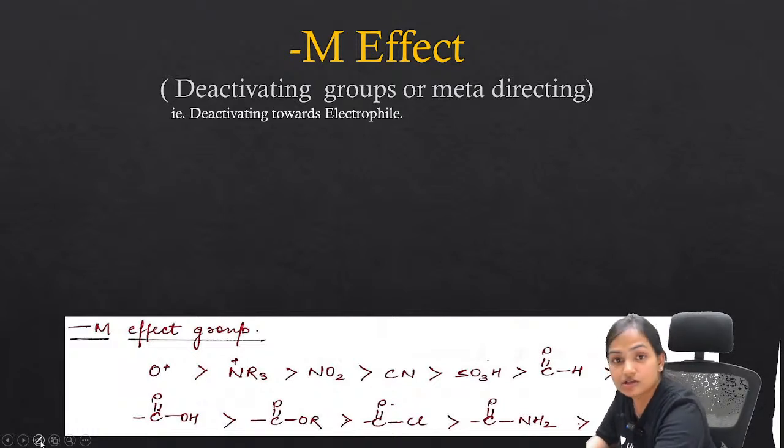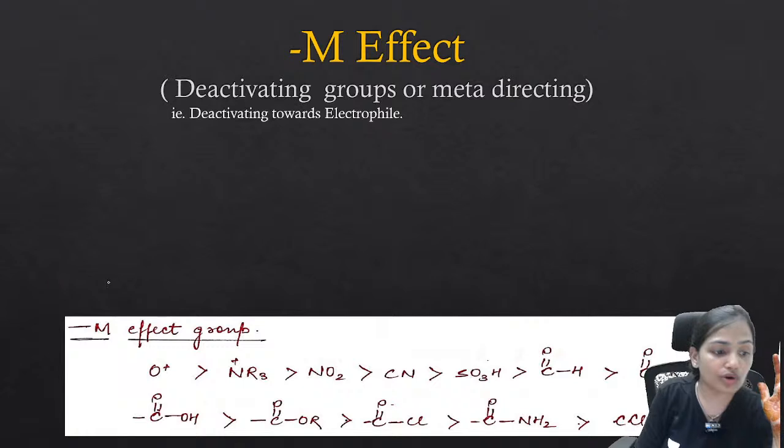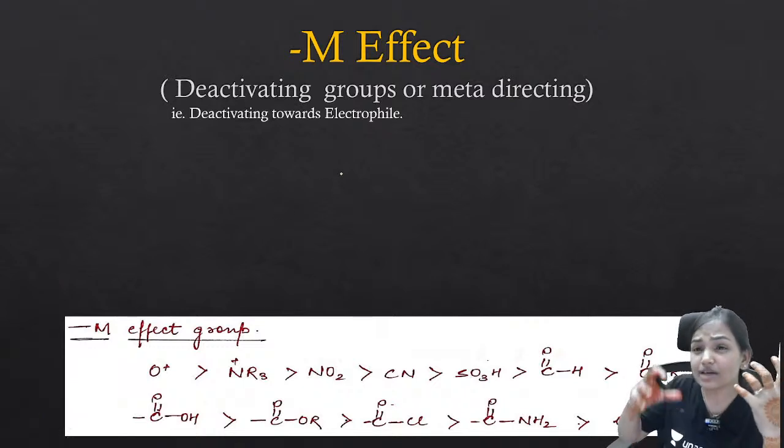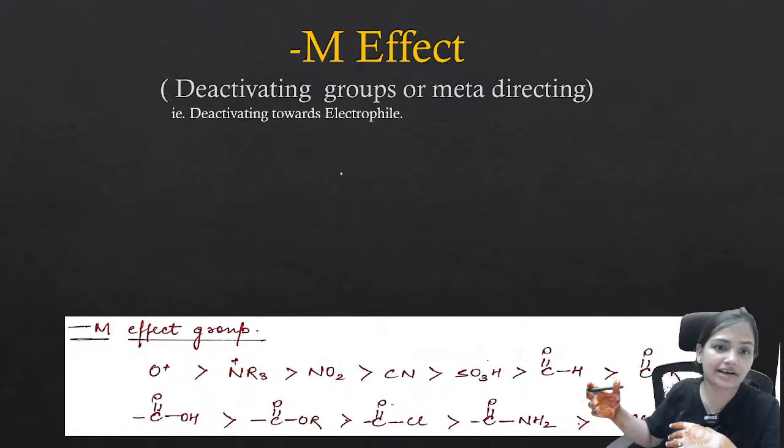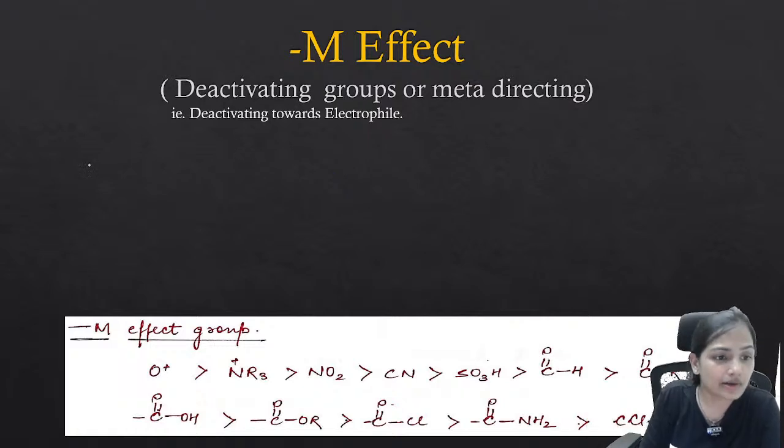Okay, now let's have a look at the minus M effect, what happens when we have a minus M effect. What type of groups are said to be minus M, and deactivating groups or meta directing, what does this all mean? Let me take an example for you all.